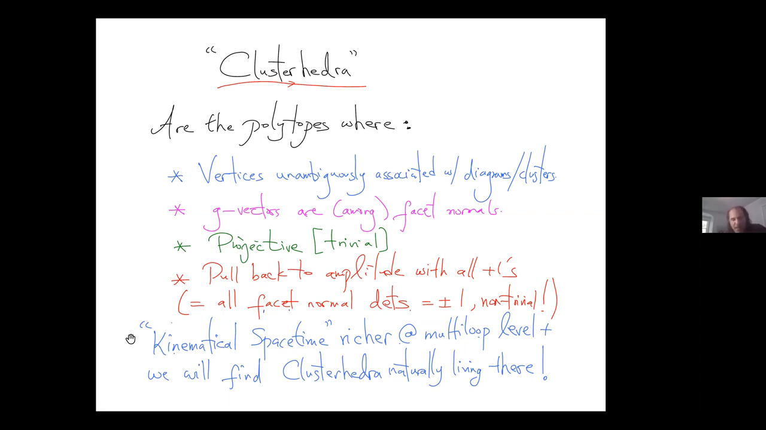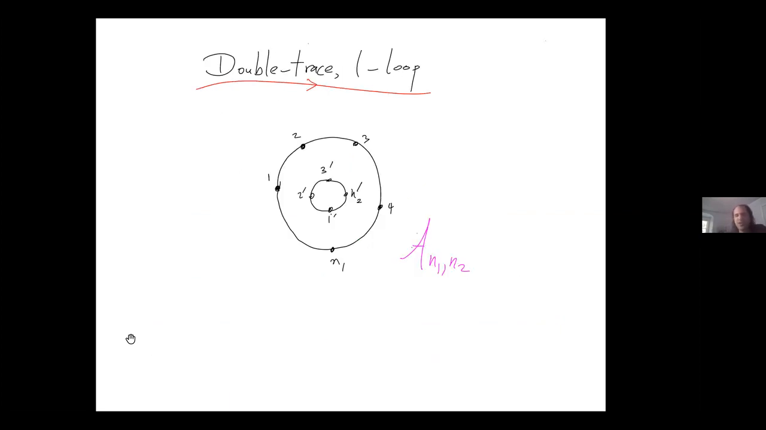As we go beyond the planar limit and/or beyond one loop, the kinematical spacetime becomes richer. And we'll find clusterhedra actually naturally living in the kinematical space. I just want to illustrate with a few pictures and one example, and I'll stop. So let's say we talk about double trace one loop amplitudes. The double trace one loop amplitudes, subleading in 1 over N, would correspond to this annulus.